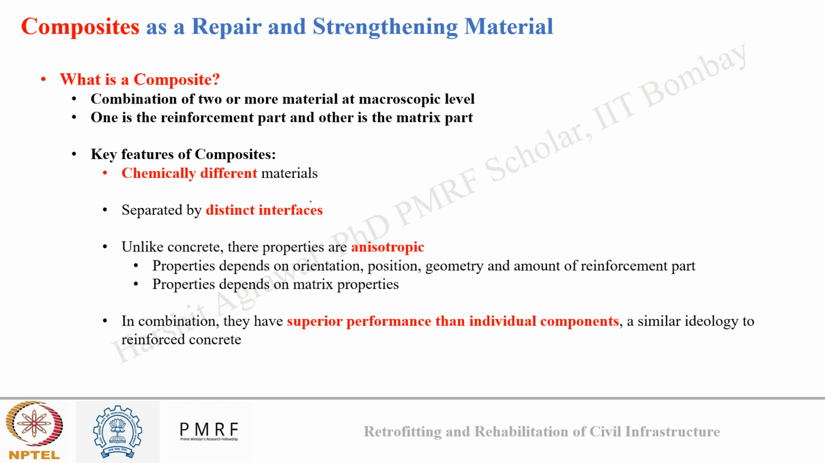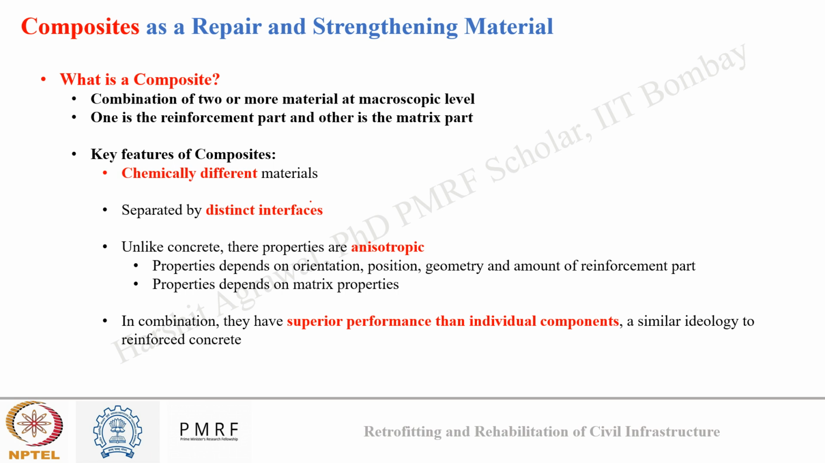So these were all the methods in which repair was carried out using steel and concrete as repair material. Now, earlier in the session, we talked about another way in which strengthening can be done, and that is using composites. So now let's discuss what these composites are and how they are used for repair and retrofitting.